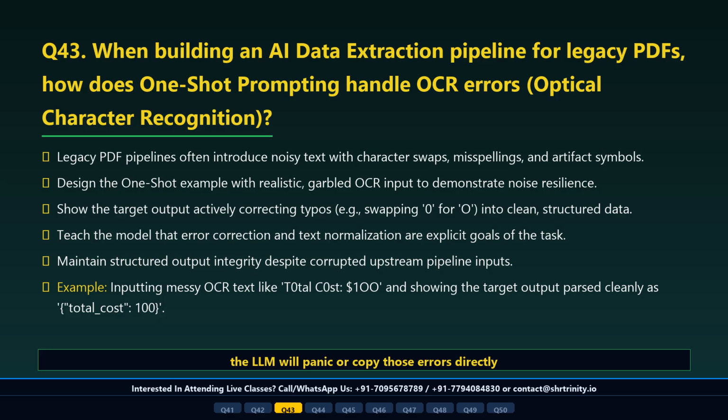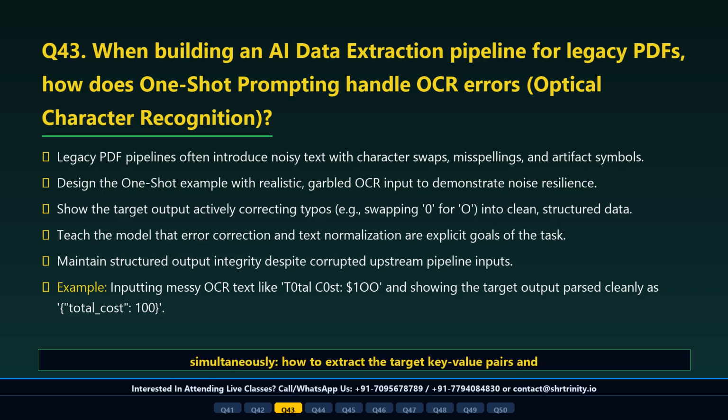You provide an example input containing realistic OCR artifacts and show the model precisely how to normalize it in the output. Through this single example, the model learns two things simultaneously: how to extract the target key-value pairs and how to perform inline character correction. Let's trace through our specific example step by step. The raw input string reads "T0tal C0ST, $1O0." Notice the digit 0 used in T0tal and the uppercase letter O used in $1O0.